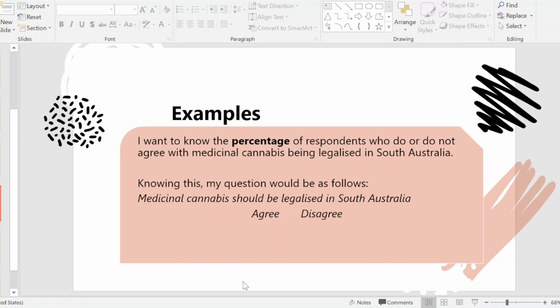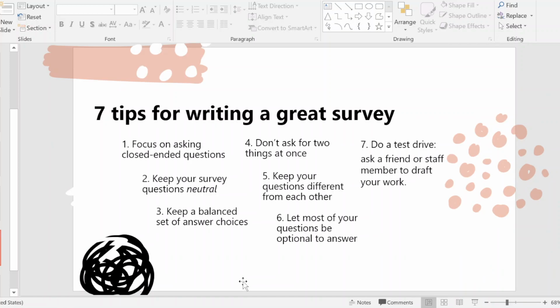Okay, now the last slide. For the last slide, we're just doing 7 tips for writing a great survey. Again, it doesn't matter that I've written survey here. This is just something to keep in mind, even when you're just writing questions for interviews and whatever as well. Okay, focus groups as well.